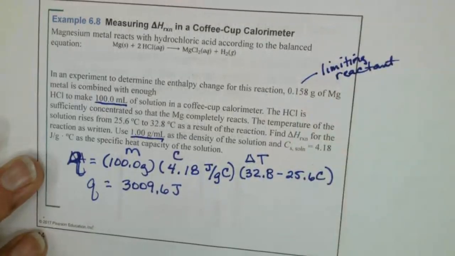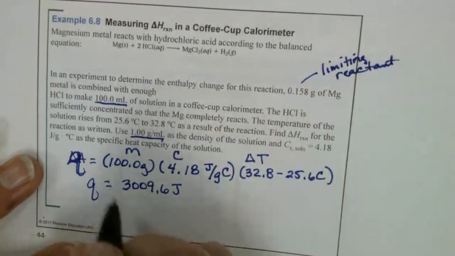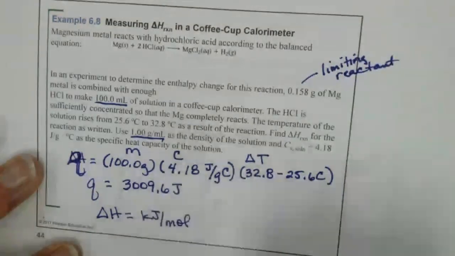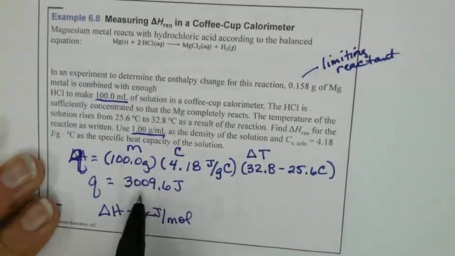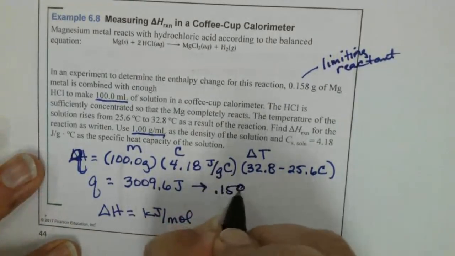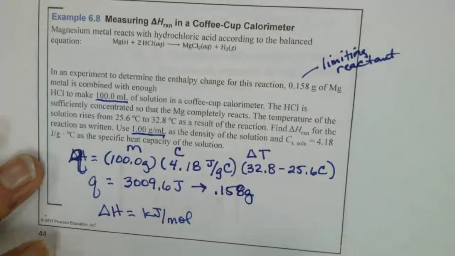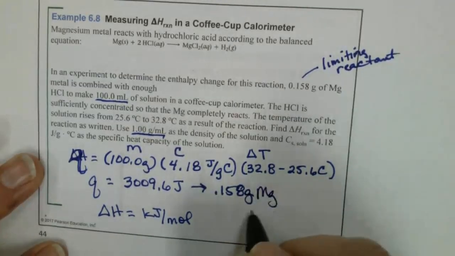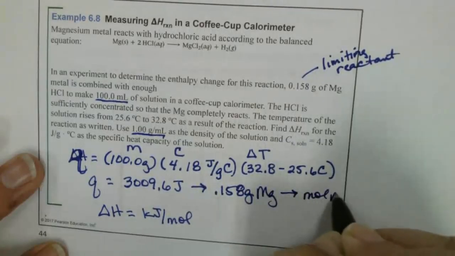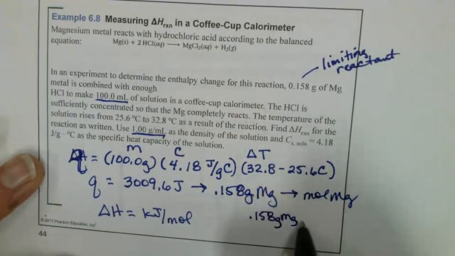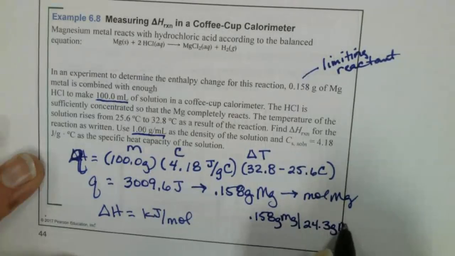So we need to now change this to delta H, which is going to be in kilojoules per mole. Well, what did this come from? This came from 0.158 grams of our magnesium. So we've got to change our grams of magnesium to moles of magnesium. Well, that's not too hard. 0.158 grams magnesium, and there's 24.3 grams of magnesium in 1 mole of magnesium.